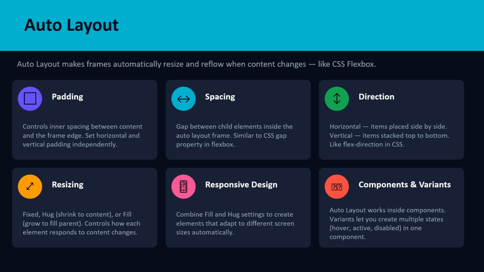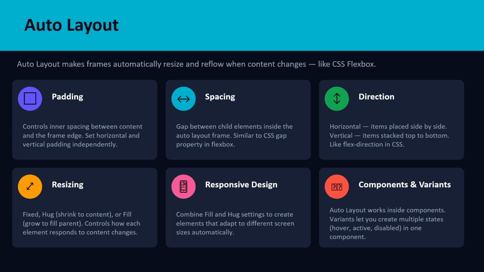The next slide, auto layout. Auto layout is one of Figma's most powerful features. It makes frames automatically resize and reflow when content changes, similar to CSS flexbox in web development. There are six key properties to understand. Padding controls the inner space between the content and the frame edges. Spacing sets the gap between child elements inside the frame, like the CSS gap property. Direction sets whether elements flow horizontally, side by side, or vertically, stacked top to bottom.